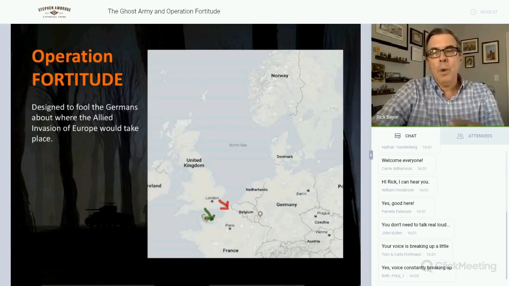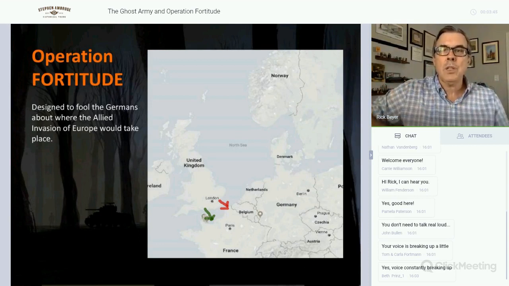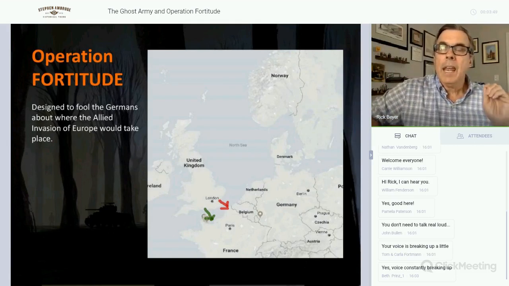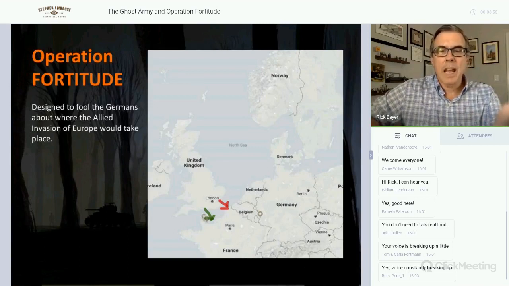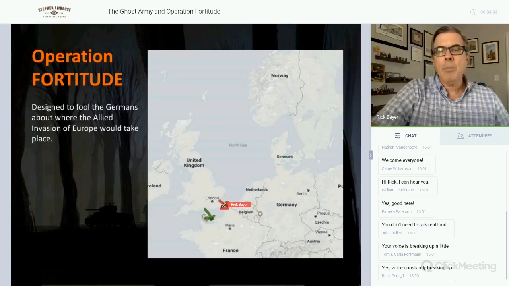And why we were trying to convince the Germans the landing would take place there is because it's where the Germans expected the landing. In deception, it's always easier to convince somebody of something that they already want to believe. So in this case, the Germans wanted to believe it was going to happen there. It's what made sense to them, and so that's why Operation Fortitude was designed to show that. That was actually Operation Fortitude South.